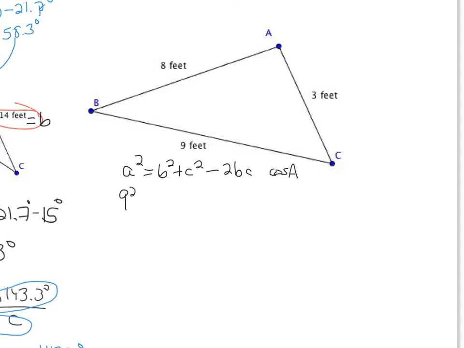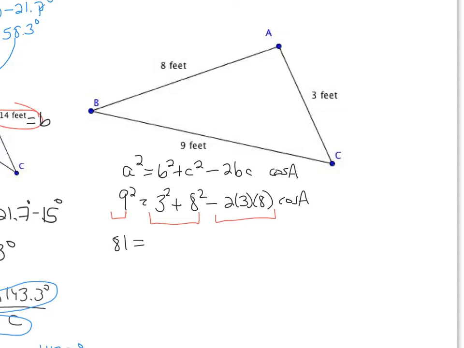So side A is 9, so that's 9 squared. Side B in this case is 3. Side C is 8. Minus 2 times 3 times 8 times the cosine of A. So the most important thing in evaluating this is make sure we do it in parts. So I'll evaluate the 9 squared, I'll evaluate the 3 squared plus 8 squared, and then I'll evaluate this product here. So 9 squared is 81, 3 squared plus 8 squared is 9 plus 64, which is 73, minus 2 times 3 times 8, which is negative 48 cosine of A. And it's very important the order you do this here to get it to come out correctly.